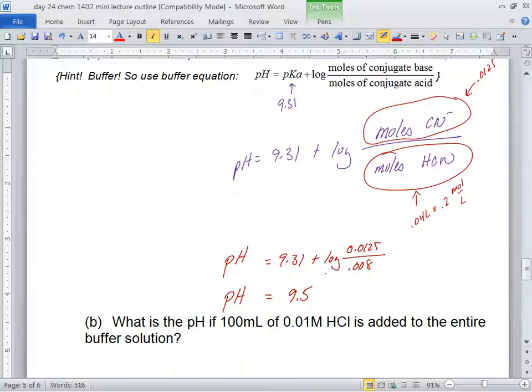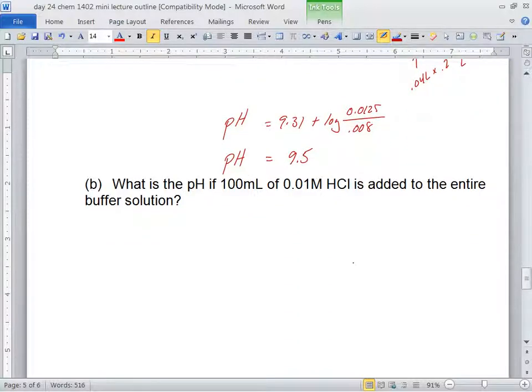Your answer's got to be around what? 9.5, exactly. But it needs to be a little bit lower or a little bit higher than 9.5. A little bit lower because it's acidic. You're adding an acid. So if you're going to guess 9.45, 9.49, that's where it should be coming out from. Okay, so let's try this now.